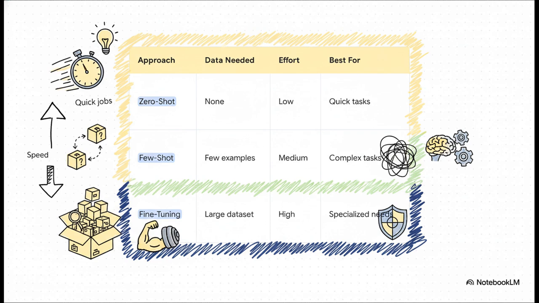Few-shot is what you use when the task is a bit more nuanced. Just giving it 1 or 2 examples can dramatically improve its accuracy. And then there's fine-tuning. That's the industrial strength option. It's slow, it can be expensive, but it's absolutely necessary when you need a true expert model for a super specific, critical task like, say, medical diagnosis.